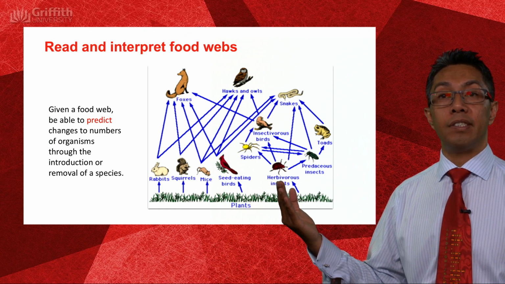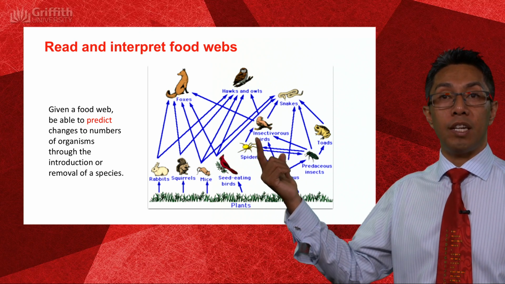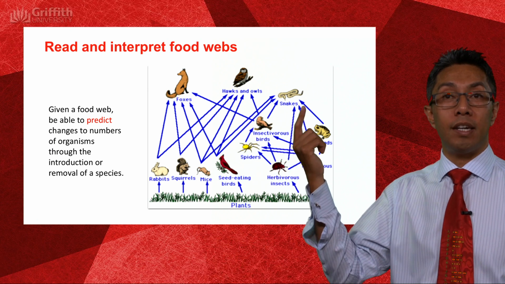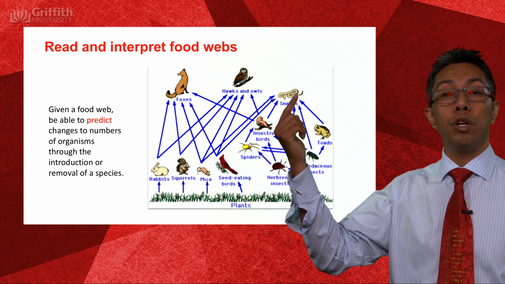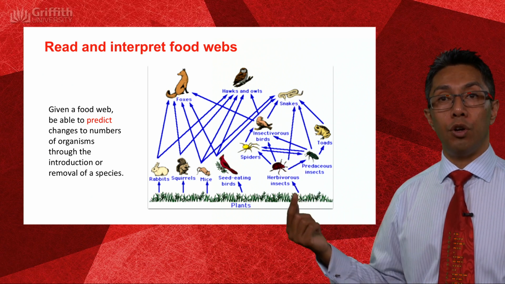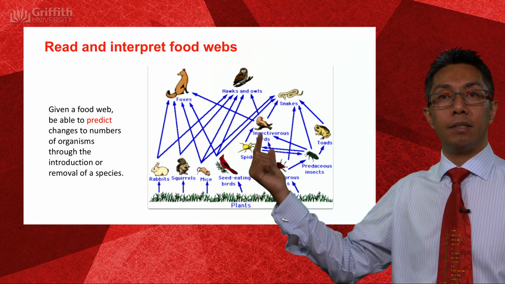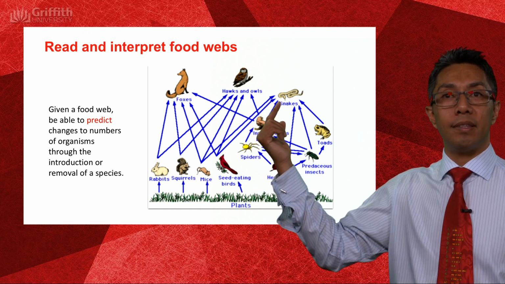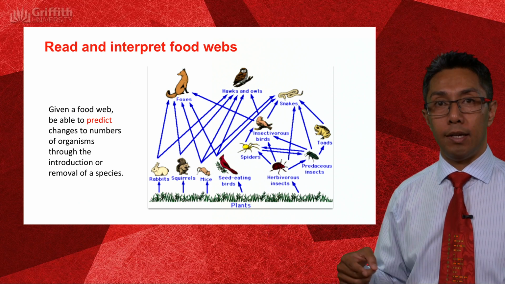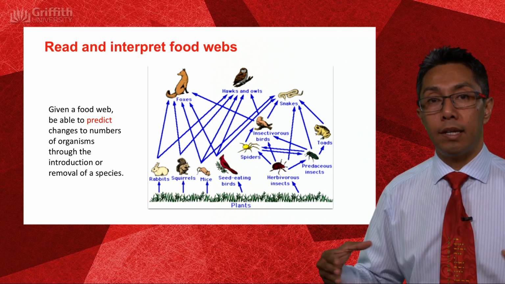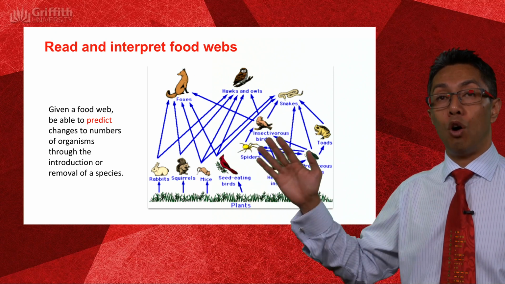So herbivorous insects eat plants, which are eaten by spiders, which are eaten by insectivorous birds, which are eaten by snakes. So what I've just traced out there is a food chain, okay? So insects eat grass, spiders eat insects, birds eat spiders, snakes eat birds, yeah? So that is a food chain. A number of food chains make up a food web, which is this whole thing.